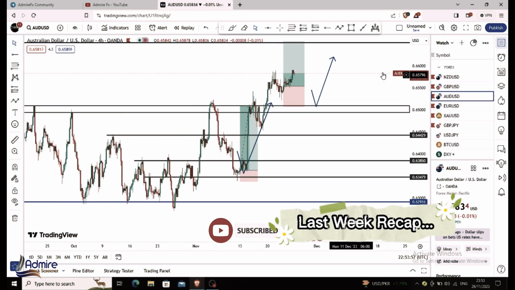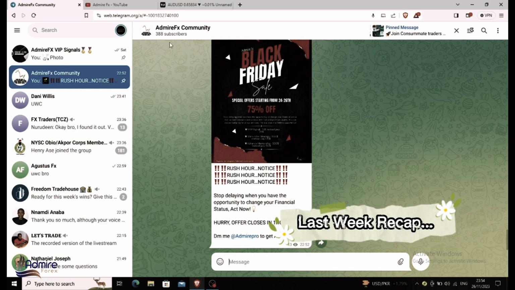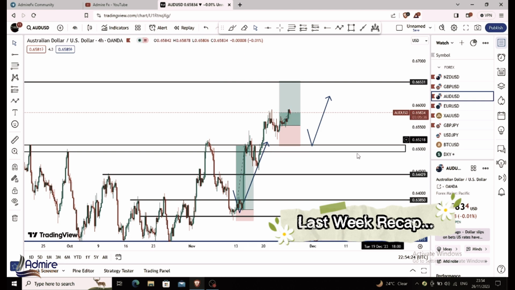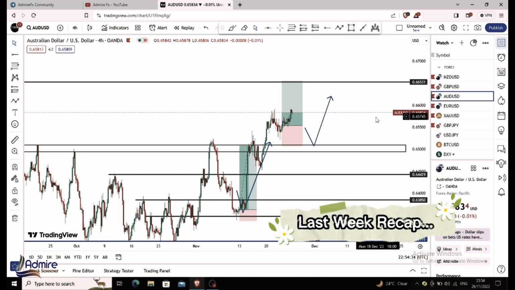So we are still expecting more bullish continuations to the upside. We still have a trade running here, and our target is 0.66531. I sent a signal out to our free Telegram community, which has over 400 subscribers. They are on a free Telegram community, and were able to catch the trade all the way to the upside. So we still keep our bullish bias all the way to the upside. So that's it for AUD USD.